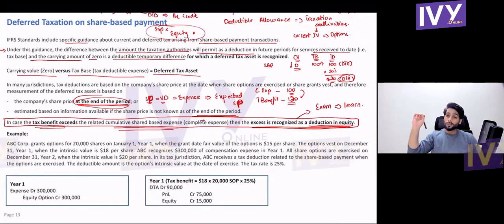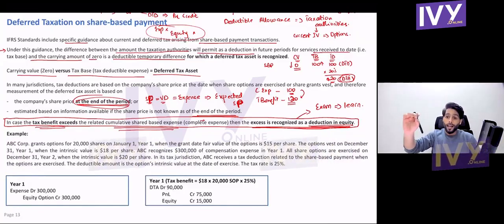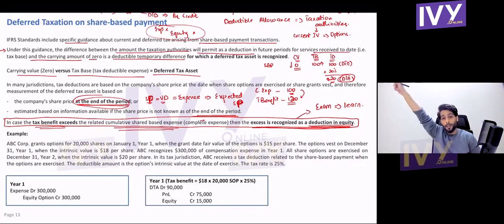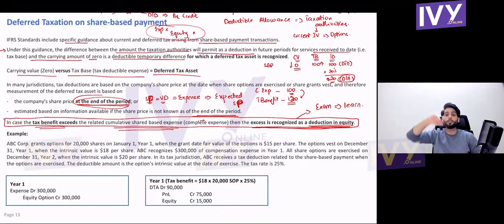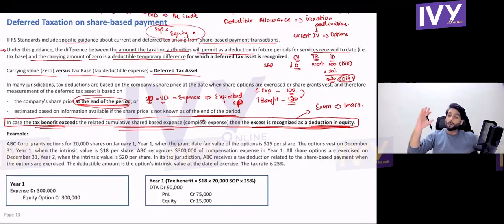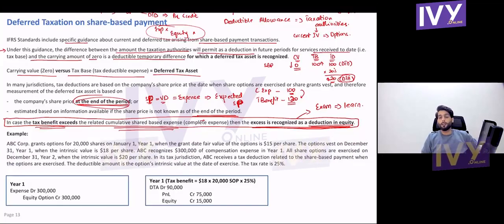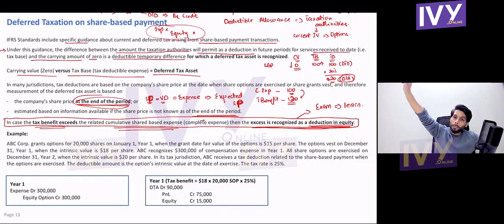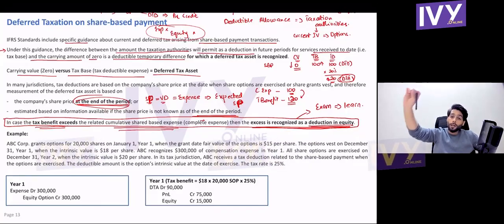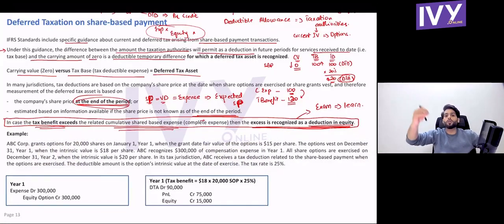How will the tax benefit be more than the amount of expense itself? Because the taxation authorities take fair value not of the grant date but of the prevailing vest date, of the expected price of the reporting date. Hence, the share price may be expected to appreciate a lot, maybe 200, 300, 400 times. And when you multiply that price with the tax rate, the tax benefit may ultimately be more than the cumulative expense that we are recognizing in accounting. For matching purposes, we cannot allow you the excess benefit to be recognized in P&L. We would treat this as a deduction in equity.